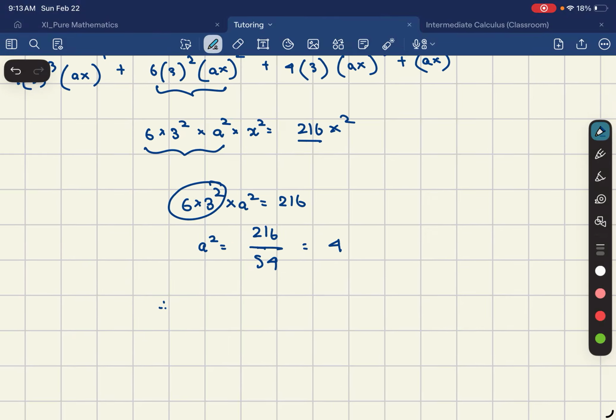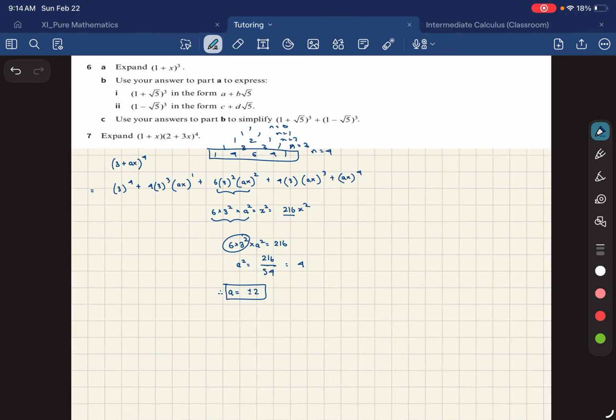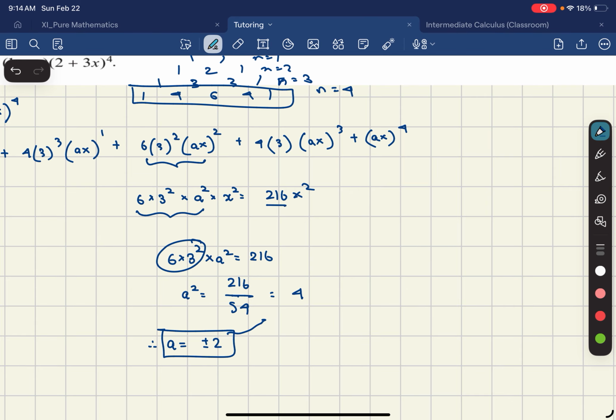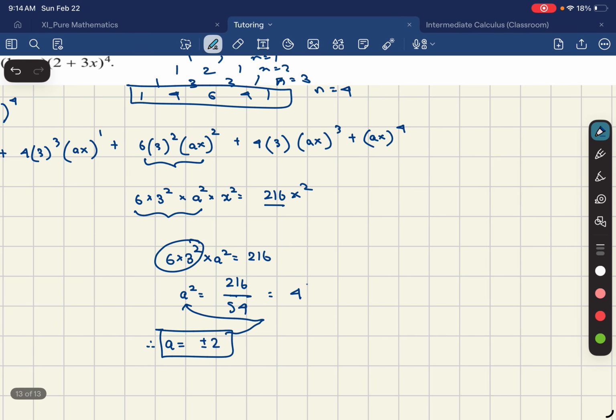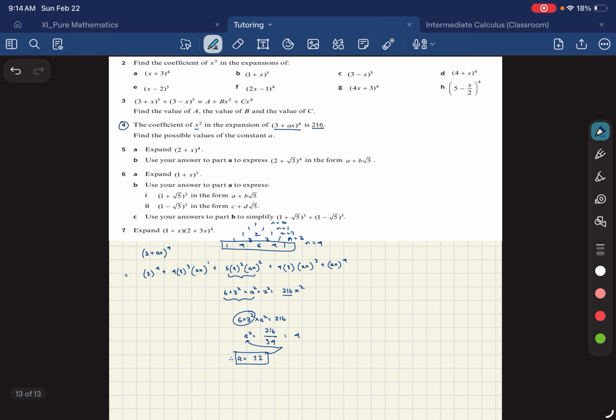And therefore, A is going to be plus or minus 2. Why? Well, if I take the square root, then you're just going to get 2. But remember, minus 2 squared is also going to be 4. So A is plus or minus 2. You always remember to substitute back if you're not sure. Positive 2 squared is 4 and negative 2 squared is also 4.